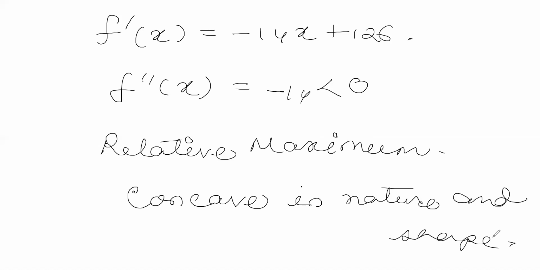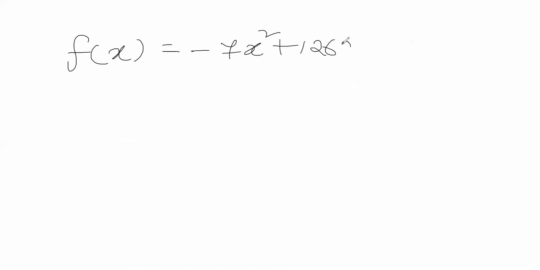Okay, so that's what we get from this particular example, that the function is at its relative maximum and concave in shape. And also remember the first order derivative where you have identified x equal to 9. Now, if you plug in that value in the given function, what was the given function? f of x is equal to negative 7x squared plus 126x minus 23. And by solving the first order derivative, we got x is equal to 9.